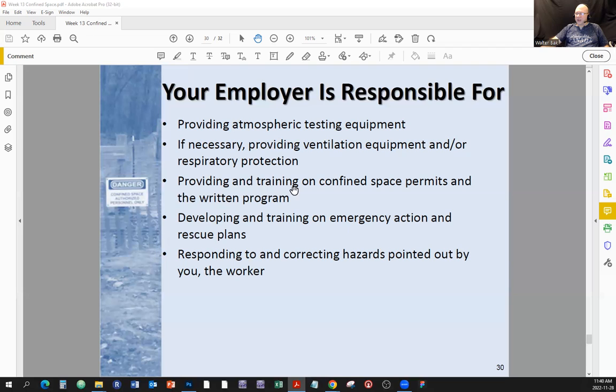So what does it say? Providing training on confined space permits and the written program. And your employer is responsible for developing and training on emergency action and rescue plans. So that's the employer's duties. And responding to and correcting hazards pointed out by you, the worker. If somebody points out there's some kind of hazard that we should address because it's dangerous, your employer cannot ignore that. They should address that.